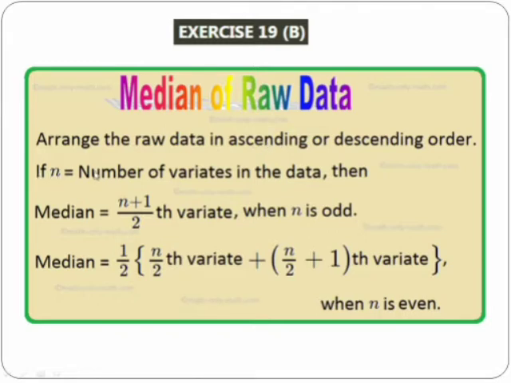Now if n is the number of variates in the data, then there are two formulas for median. This n is the number of variates, isn't it? When n is odd, then median will be the (n plus 1) by 2th variate. And if n is even, then median will be this one. So this is the formula. Now let's see the first question for the day.